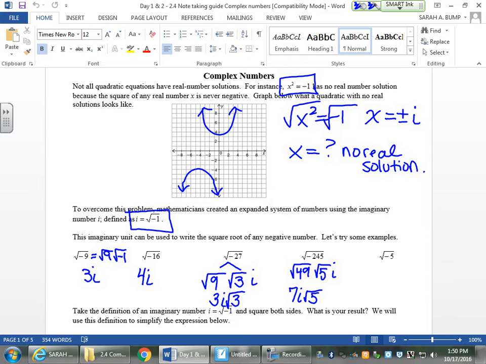And the last one, square root of 5 can't be broken apart, so 5 must stay under the radical. The only thing you can do here is pull out the negative as an i. So it's i radical 5.